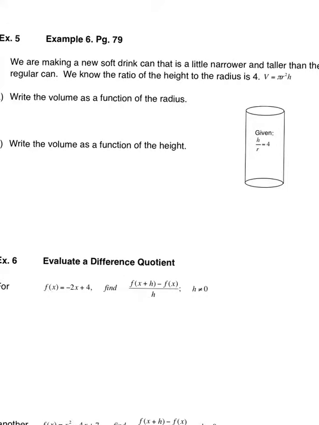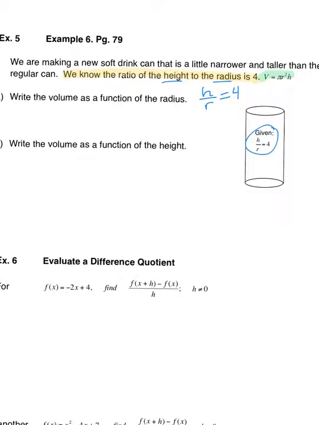Here's some information that they give you that's really important. So if I were you, I would highlight it. We know that the ratio of the height to the radius is 4, and they also kindly gave you the volume of a cylinder. As soon as I see the ratio of height to radius, so h over r is equal to 4, that's something that would be important to know. So notice that given, we have that part. And so that will always be true for this particular example.